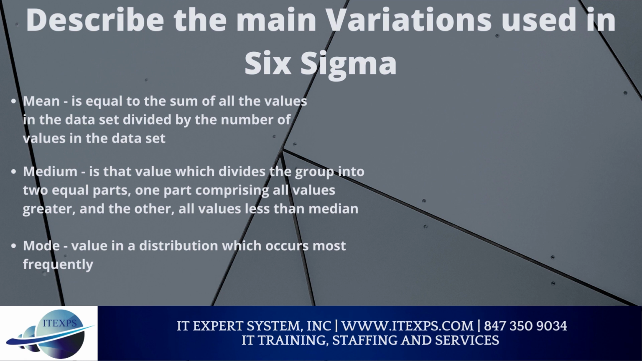Of the measures of central tendency, it is the median that is also known as the positional average. Positional averages are based on the position of the given observation in a series, arranged in an ascending or descending order. The median is that value which divides the group into two equal parts, one part comprising all values greater, and the other, all values less than median. Mode. The mode refers to that value in a distribution which occurs most frequently. It is an actual value, which has the highest concentration of items in and around it.